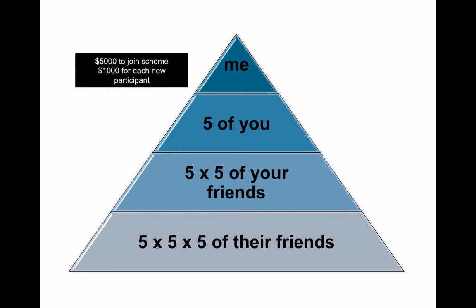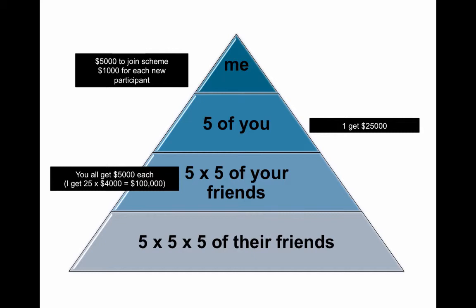Now the arrangement might be that it costs you $5,000 to join the scheme, but for each new participant that you get to join, you will receive $1,000. So when 5 of you join my scheme, you each pay me $5,000 and I get $25,000.